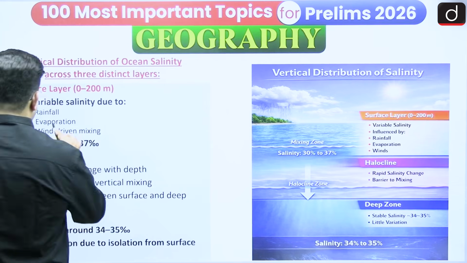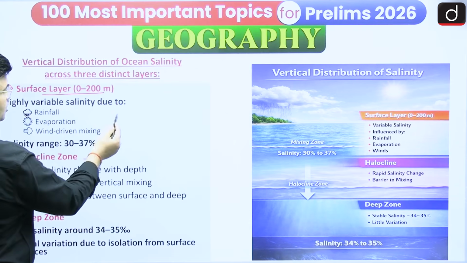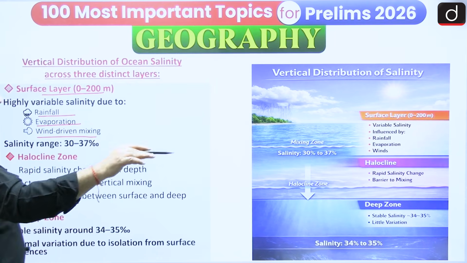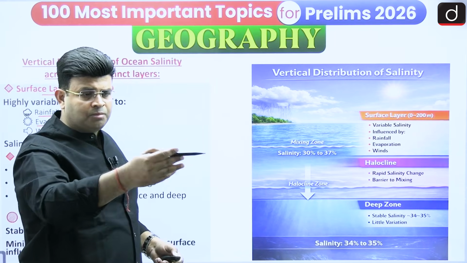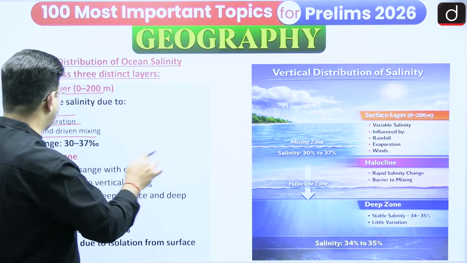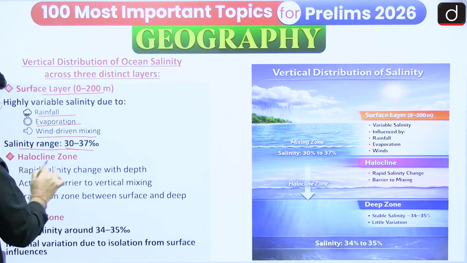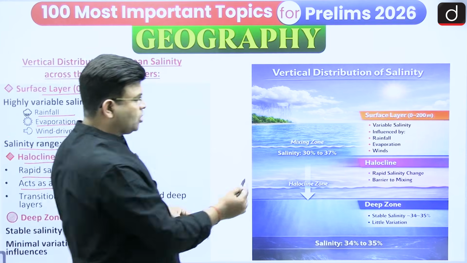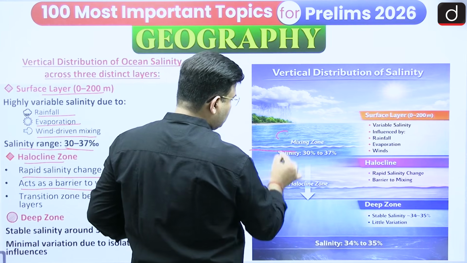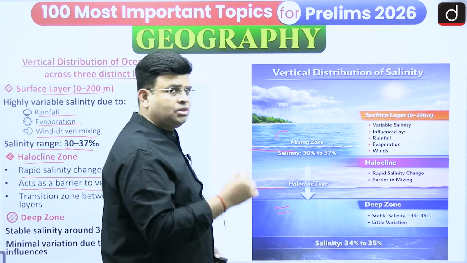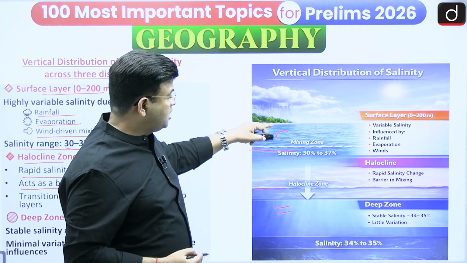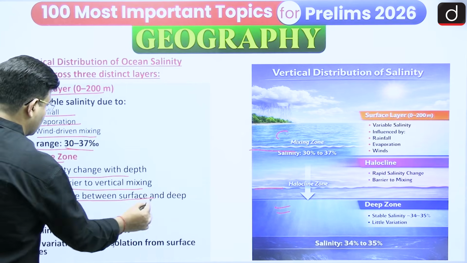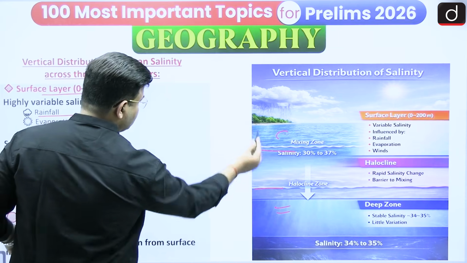Here, the surface zone is 0 to 200 meters, or you can also say 500. Rainfall, evaporation and mixing are happening, and salinity is around 30 in the polar region and 36, 37 in the subtropics. But the halocline zone shows rapid salinity change with depth and acts as a barrier to vertical mixing. The water above is not able to mix with the water below, so it is a transition zone between the surface and deep layers.